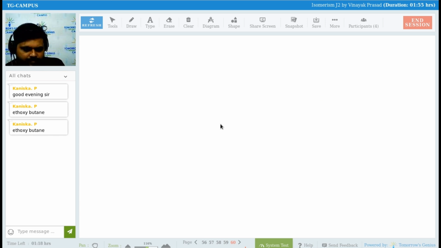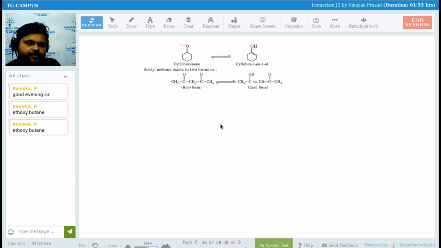See this. We have just seen cyclohexanone and cyclohex-1-en-1-ol. And the next example we have is this. See, double bond with O, double bond with O, right? So this is the keto form. And here there is a double bond with this carbon in the main carbon chain, right? So this is the enol form. So the keto-enol form is an example of tautomers. Is it okay? The keto-enol form is an example of tautomerism.